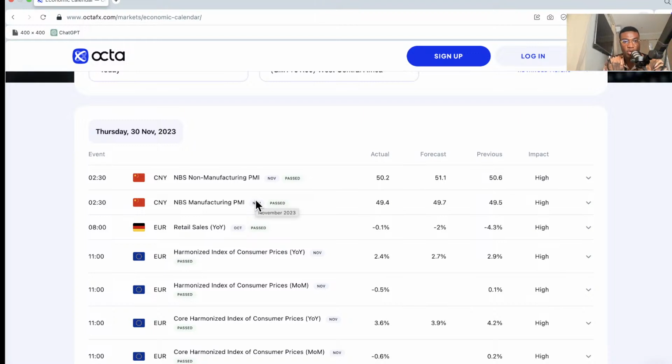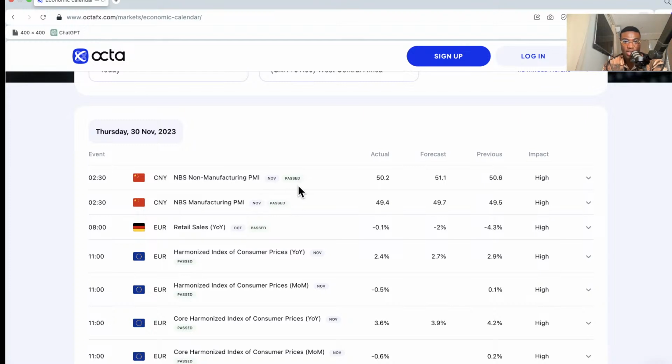The non-manufacturing purchasing managers index is an indicator that measures the business activity of the non-manufacturing sector. So we're looking at sectors like real estate, healthcare, education, finance, and other non-manufacturing activities. And then we have the manufacturing purchasing managers index, which is also an economic indicator that gives us, well, when I say us, I'm talking about traders, all of us, right? It provides insight into the health of the manufacturing sector in a country.